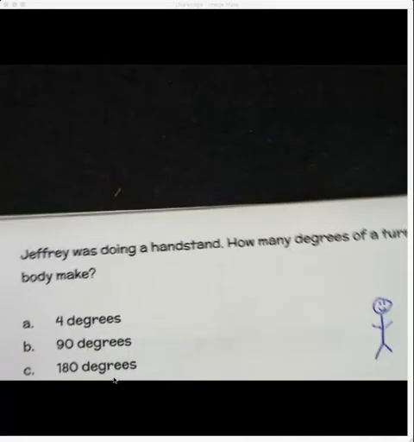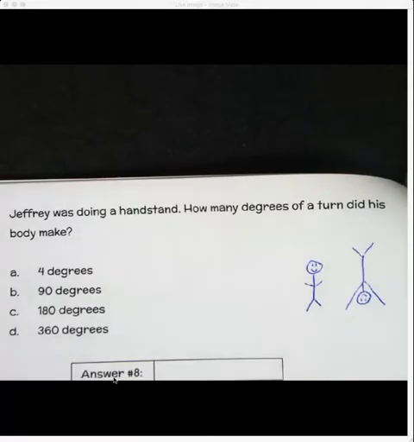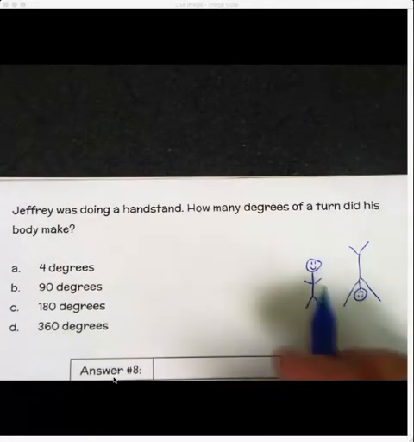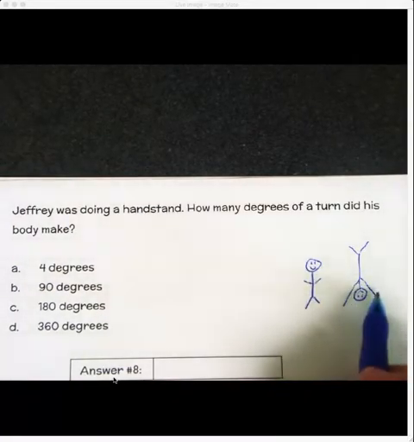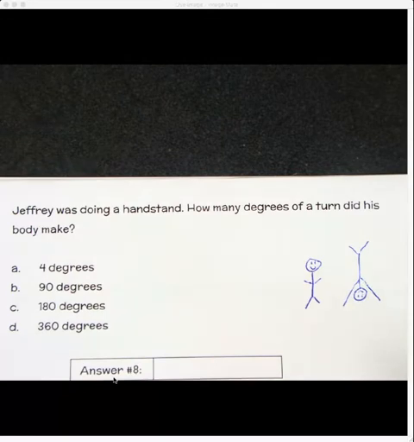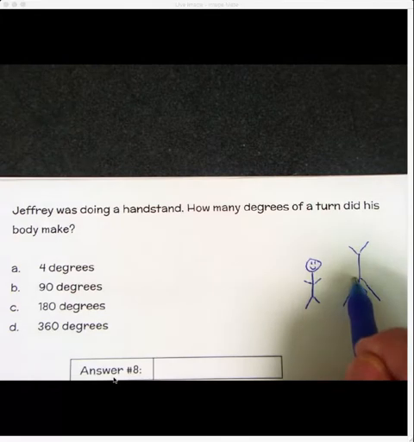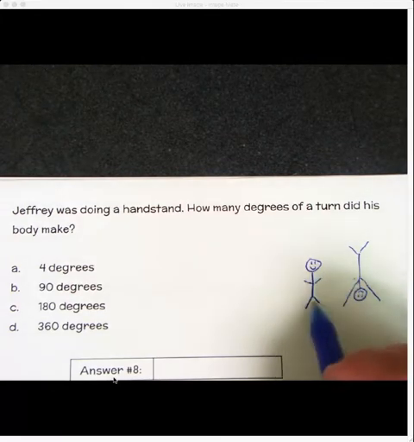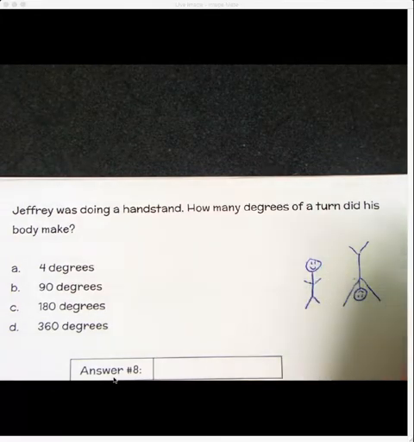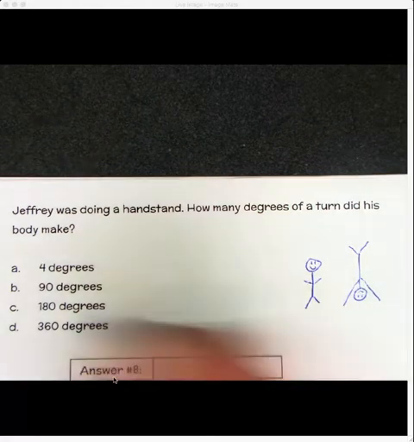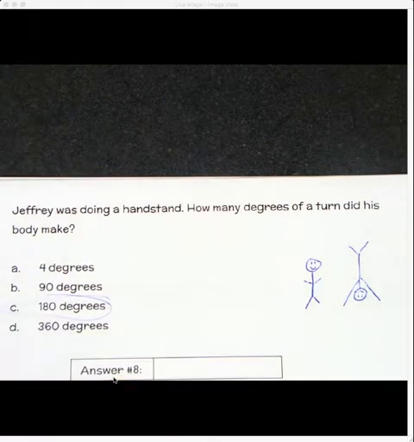All right. Jeffrey was doing a handstand. How many degrees of a turn did his body make? So he went from straight up to upside down. He's doing a handstand. So if he went sideways, it would be 90, but then he went all the way around upside down. If you go the opposite direction, that's a 180-degree turn. So he turned 180 degrees.